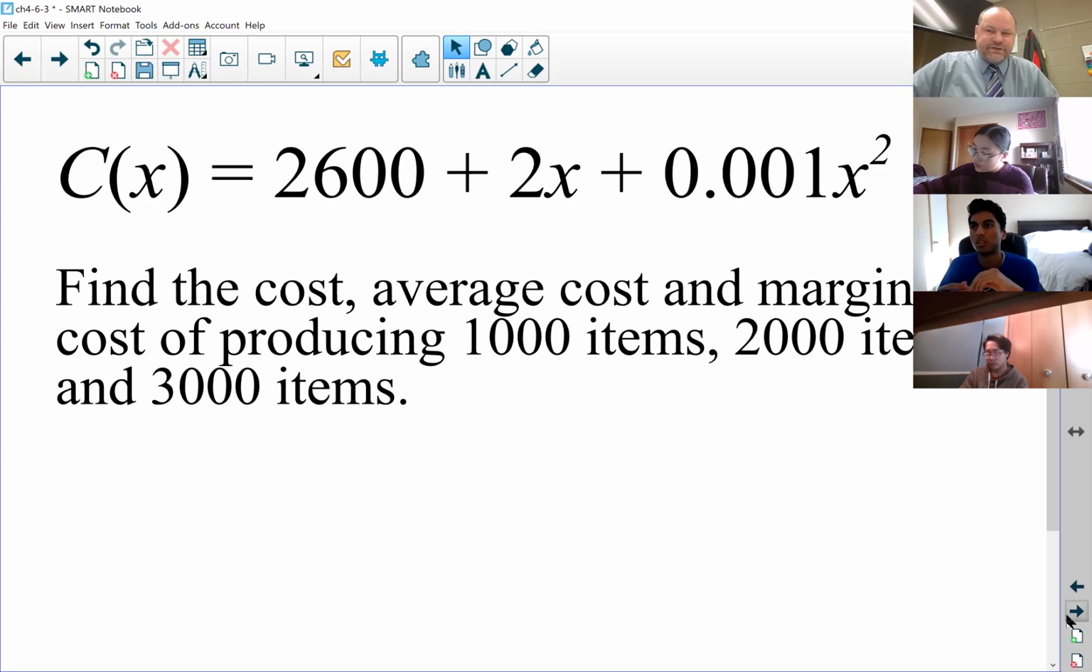And for some reason in economic examples, they write things in reverse standard form. I don't know why. It drives me nuts, but they will write it with the constant first and then go ascending exponents to the end. That's why they're in economics and not mathematics, I guess.